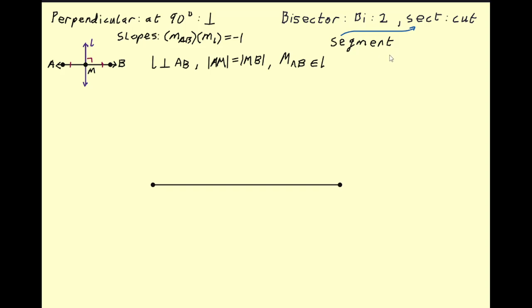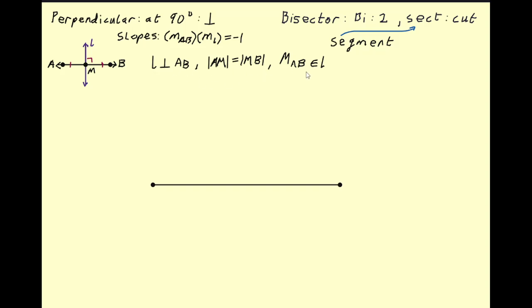Finally, we have segment, and the SEG part here is connected to the SEC part in sector. It also means to cut, and the cut that's being referred to here is there's an infinite set of points going through A and B, and we are looking at the little cutout of the line, the little section of the line that is between the point A and the point B. So that's all of the different language that we've got for our construction.